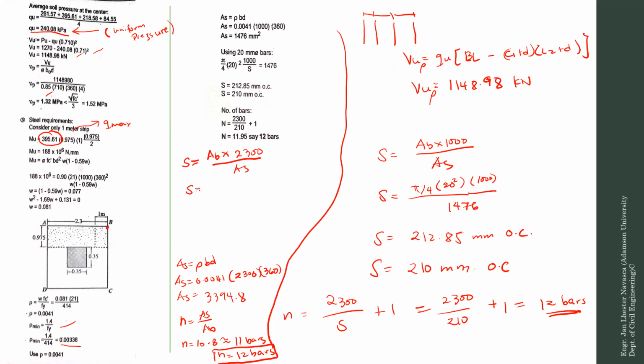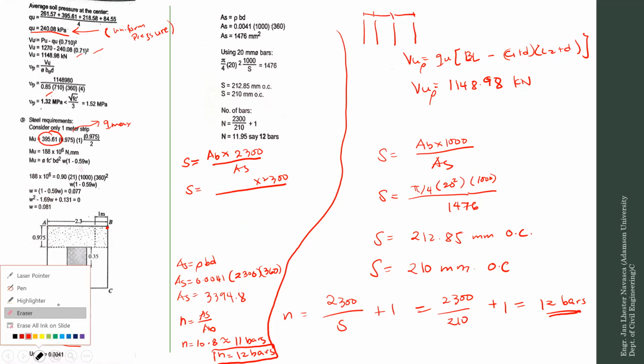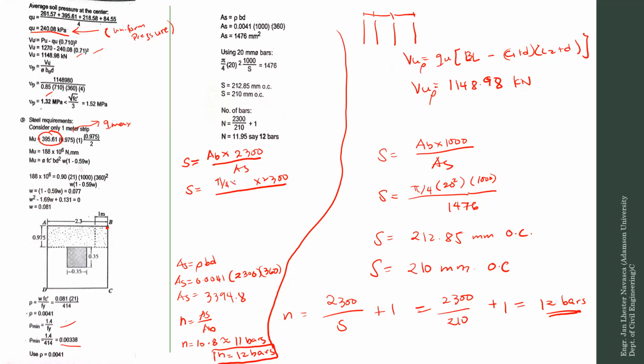Okay, therefore, your spacing is equals to 3394.8 times 2,300 divided by the, okay, sorry, should be pi over 4. Okay, dapat ito ay pi over 4. Times 20 squared divided by 3394.8. You have your spacing, which is equals to 212.85 millimeter, which is exactly the same as 210 millimeters.